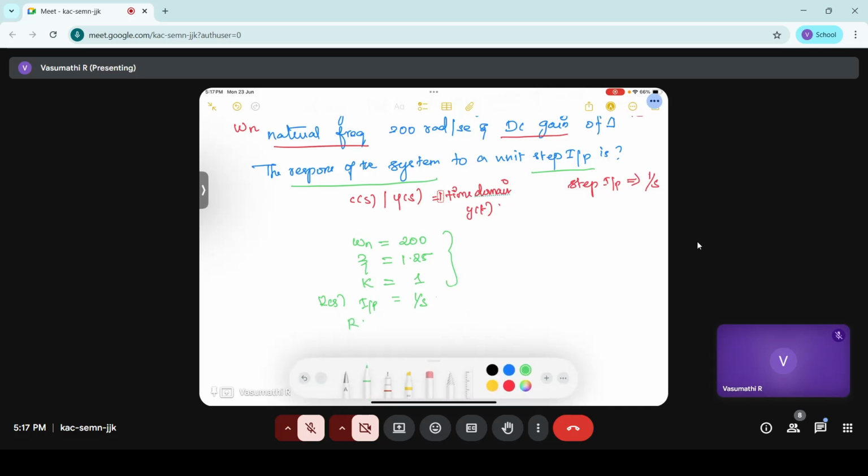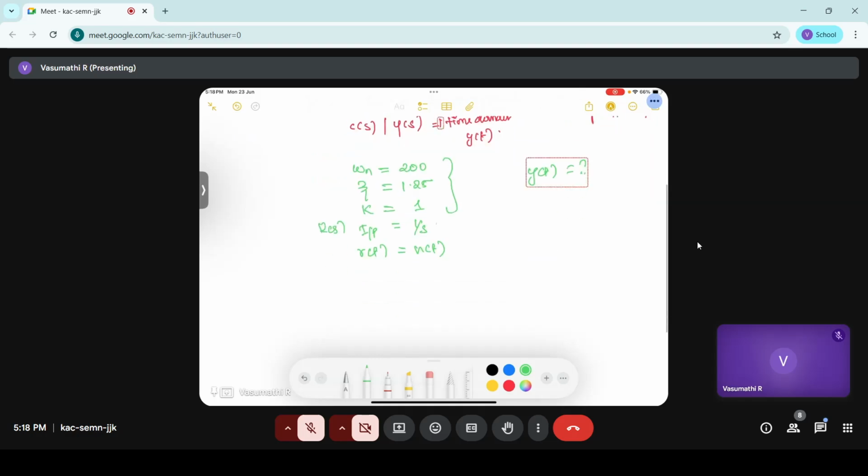R of t, they have given it as u of t. It's unit step response, so I am going to take this. I have to find the y of t. This is the question. Right.